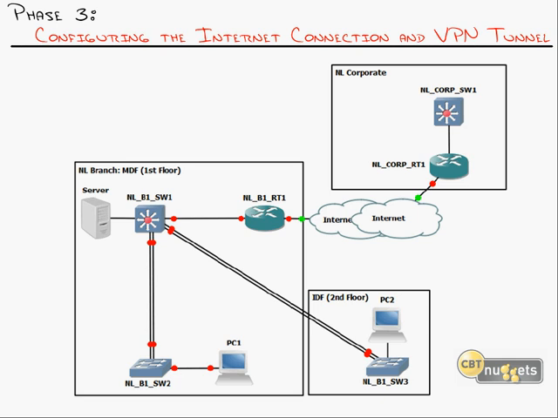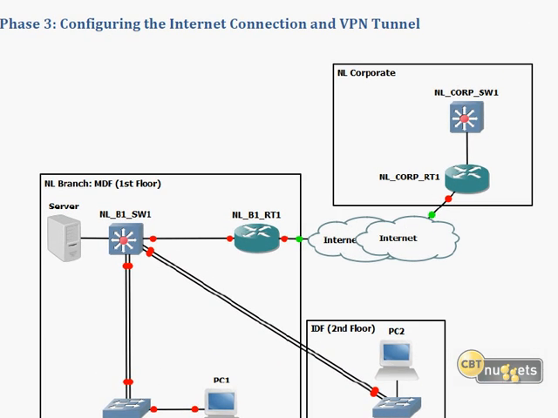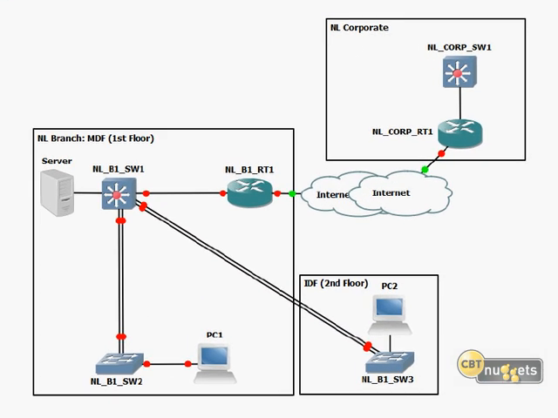So let me bring the lab over, and we'll just start working through it together. Here's the lab itself. You notice that we've now expanded. We've got the branch office, which has an internet connection, which I want to show you a little bit about how I did that in GNS3. And then I brought in the corporate office. So we're going to bring up a connection to the corporate office using a VPN tunnel.